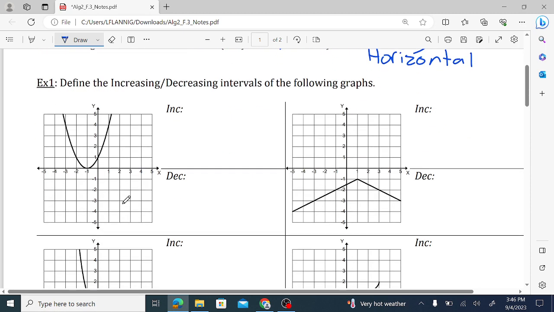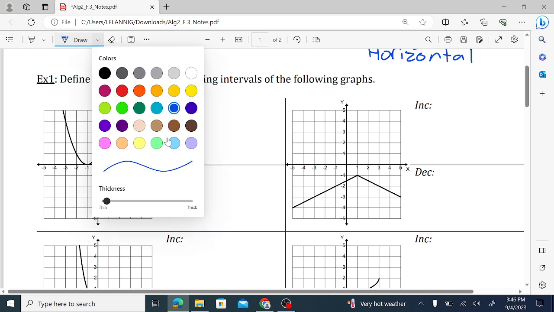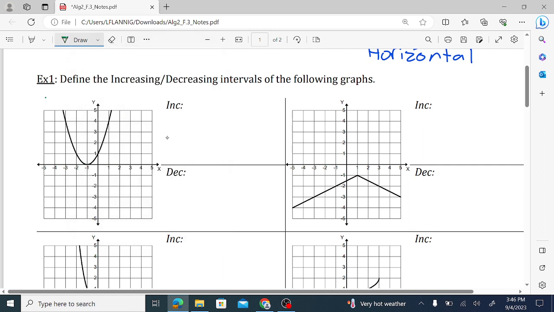Let's go and do an example. Define the increasing and decreasing intervals of the following graphs. So we want to determine which part of this graph is considered increasing and which part of the graph is decreasing. So I'm going to use green here for increasing. So as we can see, we think about where does it start increasing at the bottom of the hill. So we're right here right now, and we want to try to get to the top. So as we go up, up, up, and it keeps going on forever like that, we would say it starts increasing at the x value of -1.